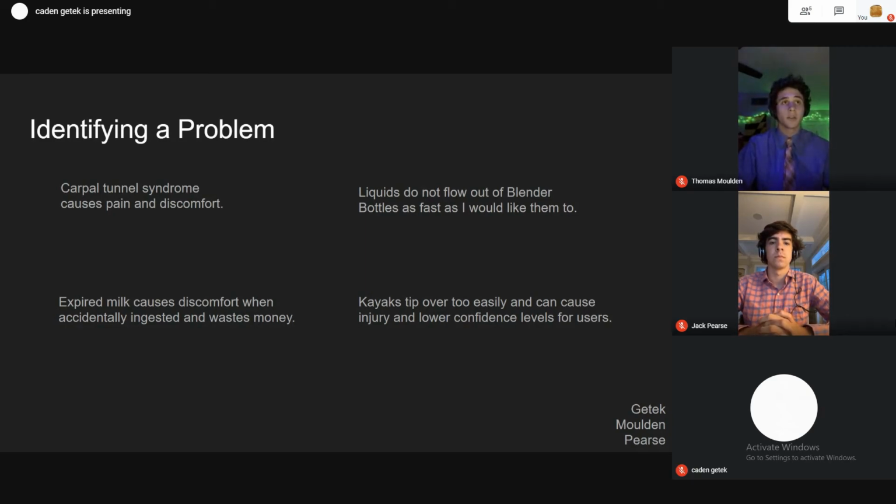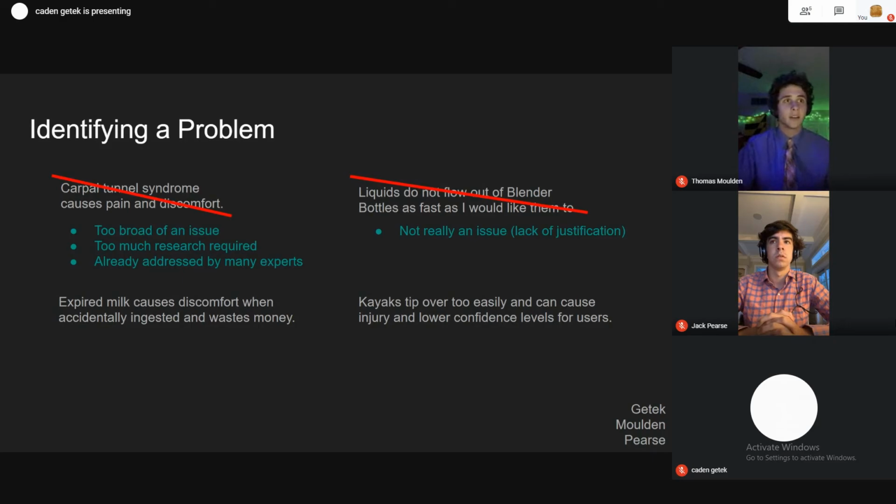For carpal tunnel syndrome causing pain and discomfort, we X'd that immediately. We said it was too broad of an issue, too much research required, and it is already being addressed by a lot of experts. Liquids do not flow out of a blender bottle as fast as we would like them to. We X'd that too. We said it's not really an issue because there's not really any justification. No one really thinks that it's an issue.